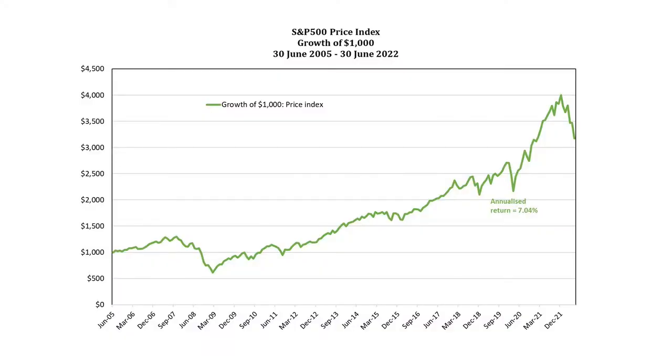As previously, this chart shows the growth of $1,000 invested consistent with the S&P 500 price index for the same 17-year period to 30 June 2022. It reveals a 7.04% per annum performance, considerably better than that of the S&P ASX 200 of 2.55%, ignoring currency. Taken at face value, it suggests that the US share market considerably outperformed the Australian market over the period examined.